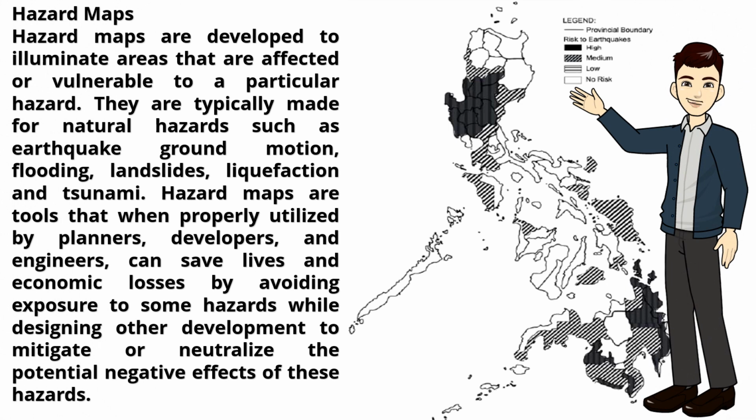Hazard maps are developed to illuminate areas that are affected or vulnerable to a particular hazard. They are typically made for natural hazards such as earthquake, ground motion, flooding, landslides, liquefaction, and tsunami. Hazard maps are tools that, when properly utilized by planners, developers, and engineers, can save lives and economic losses by avoiding exposure to some hazards while designing other development to mitigate or neutralize the potential negative effects of these hazards.